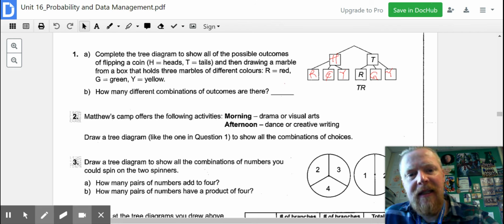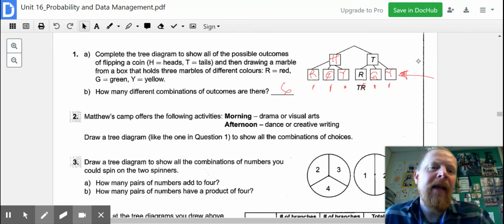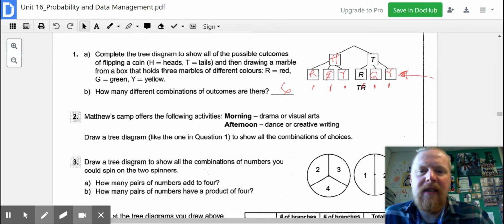And the answer is 6. And I'm getting that by counting each one of these as a separate branch. Okay? So if we take a look at the last section of the tree, and we count up the number of different options, that's the different number of outcomes. That's the possibility.